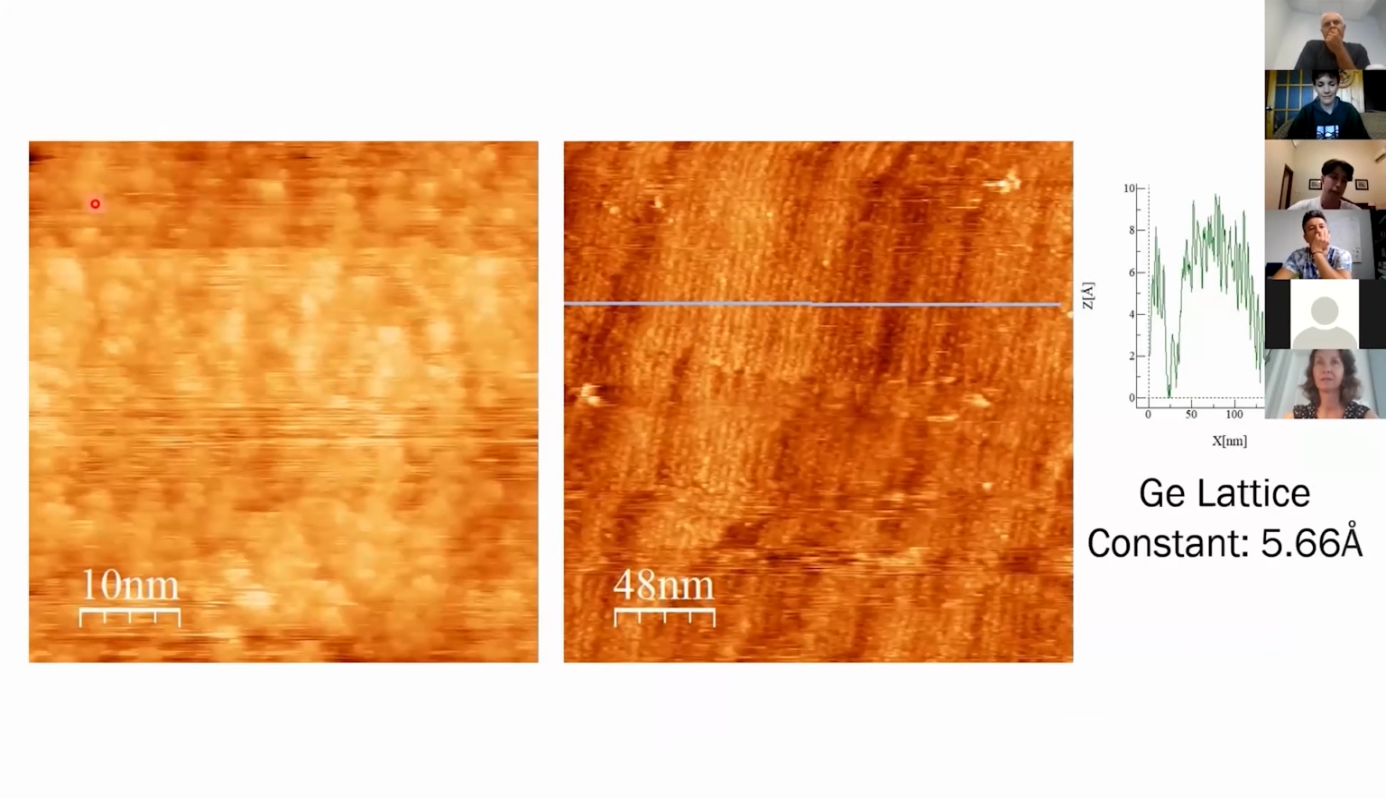So if we zoom in here, we can get a little closer look at the atoms, and we can see that along this line profile, it all ranges within around 10 angstroms, which is really good because the germanium lattice constant is on a quite similar scale. And now the lattice constant is just the spacing between groups of atoms, more or less.